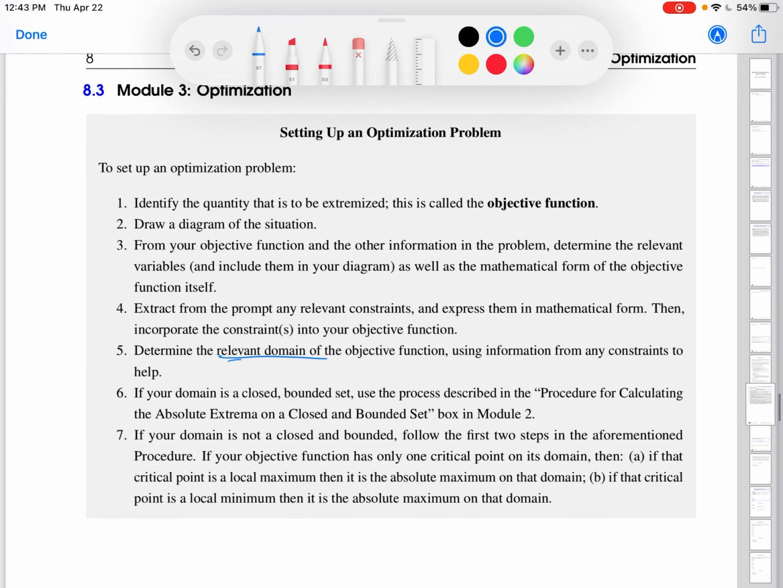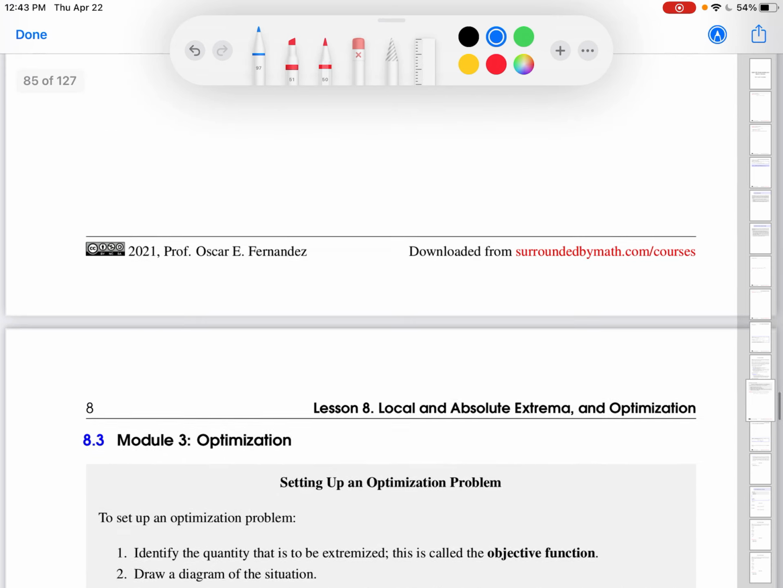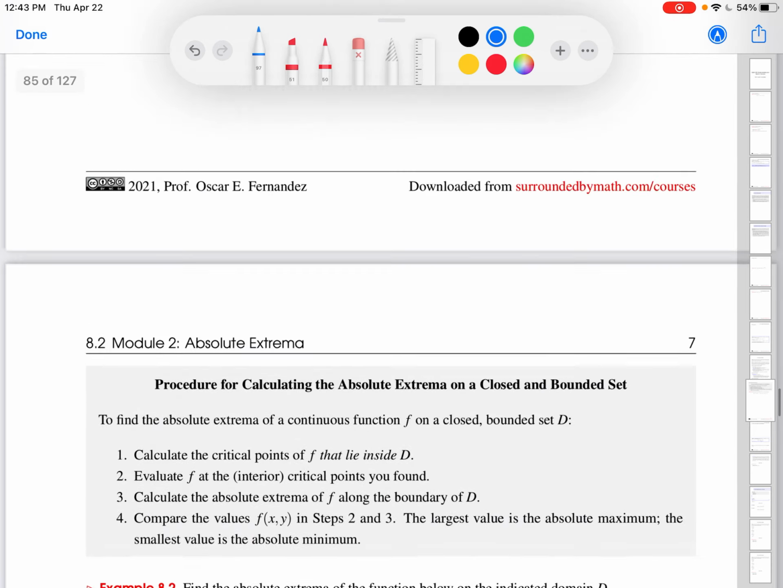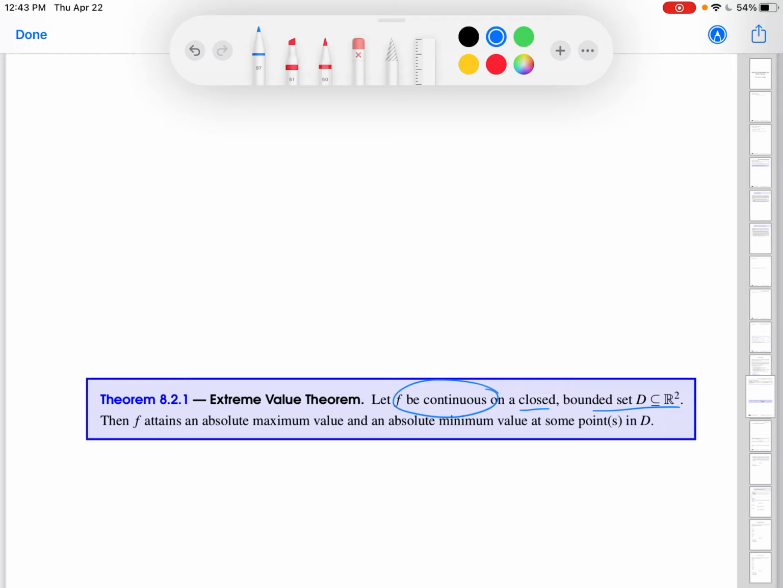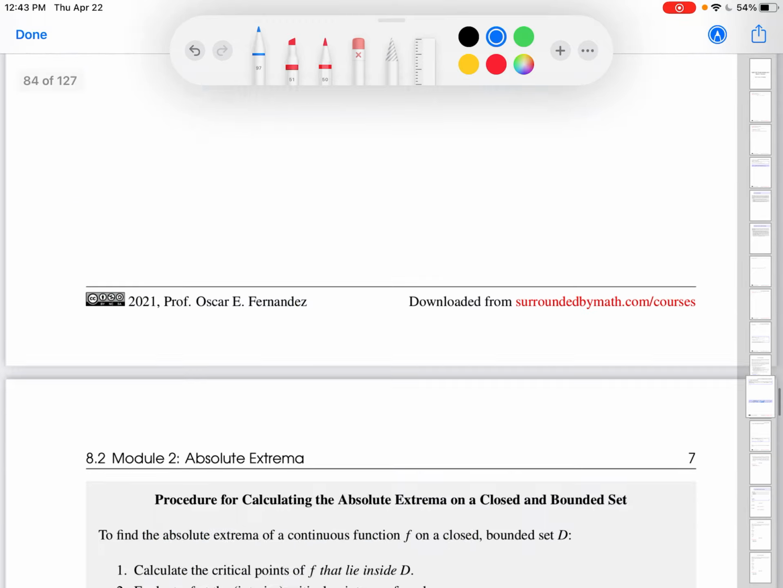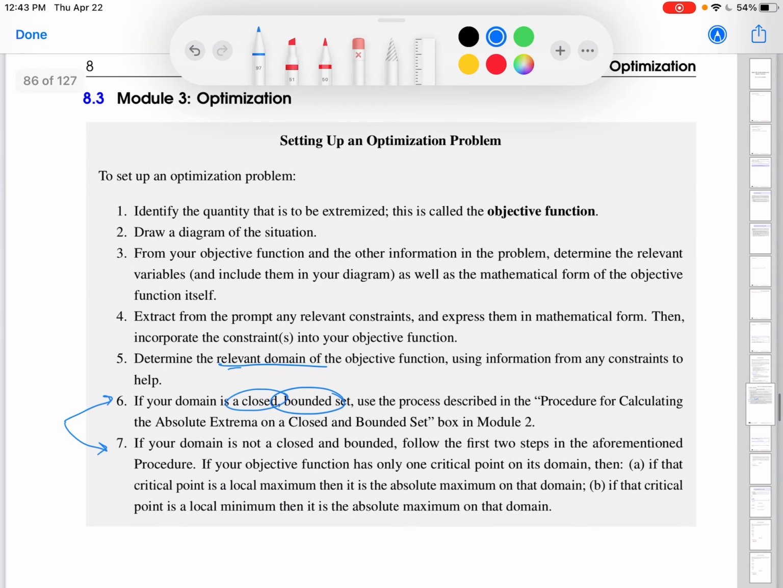Once you have your domain, then you're going to have to make a couple of choices, maybe more. The first one is the easiest. If your domain is closed and bounded, then what we talked about in the previous video applies. So the extreme value theorem kicks in. Again, if we scroll up here to the extreme value theorem, we're assuming that we're dealing with functions that are continuous on this closed and bounded set. If so, then in the previous video we saw this theorem tells us there is an absolute maximum, there is an absolute minimum. So we go off and we try to find it.